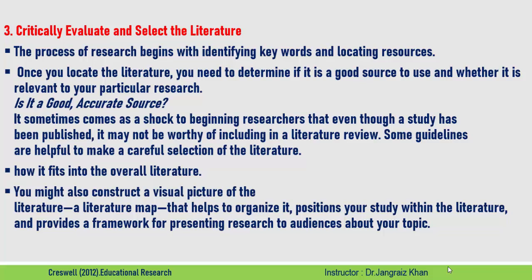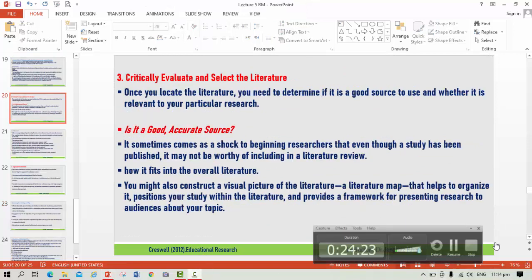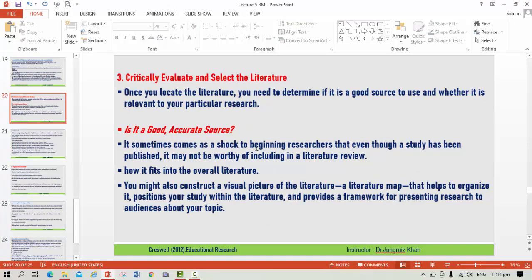So, after the first two steps, identifying key terms and locating the literature, once the researcher is able to locate the literature, the next step is to critically evaluate and select the literature. The process of research begins with the literature. So once you locate literature, you will need to determine if it is a good source for you and whether it is relevant to your search topic or not.